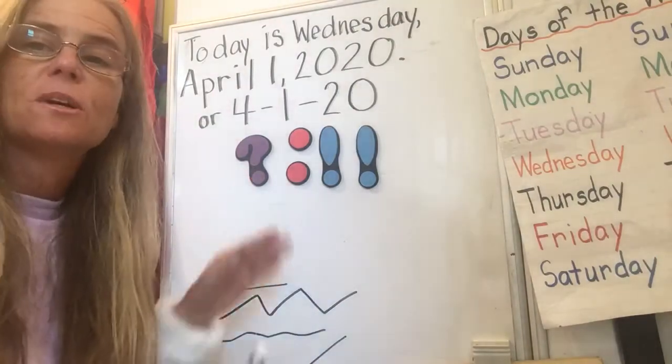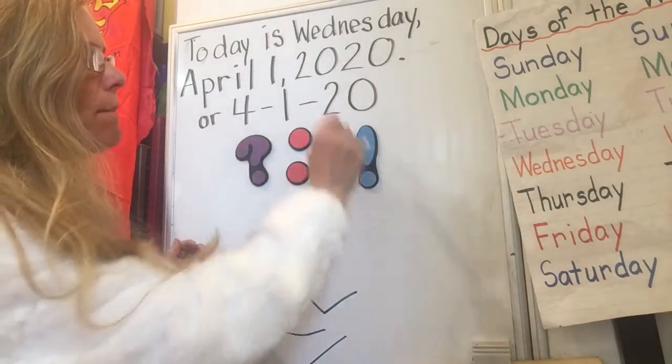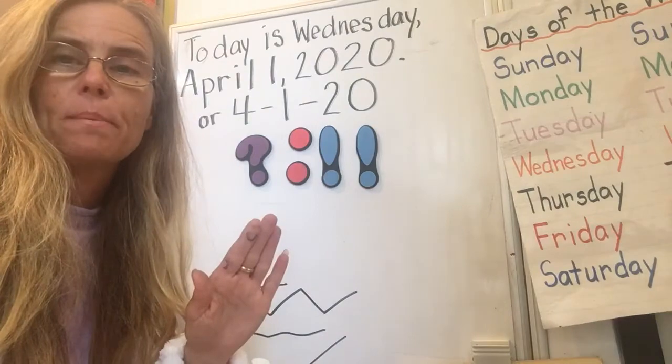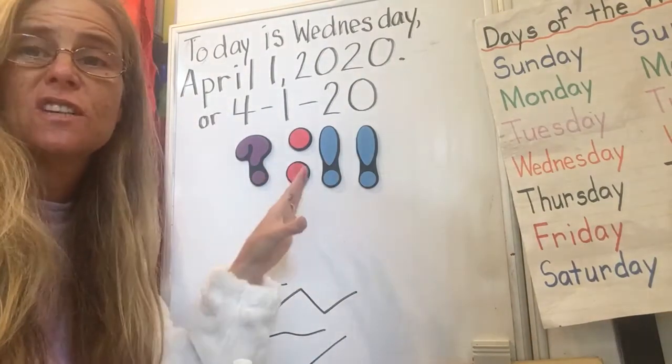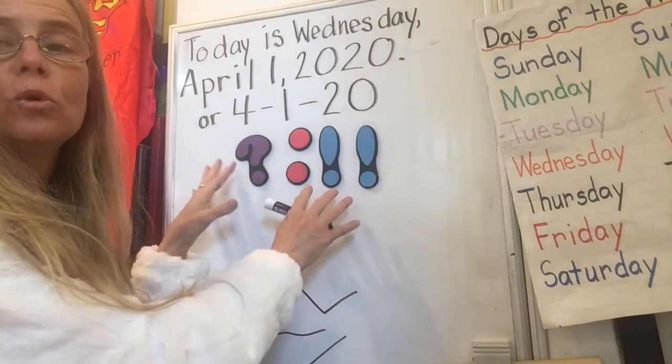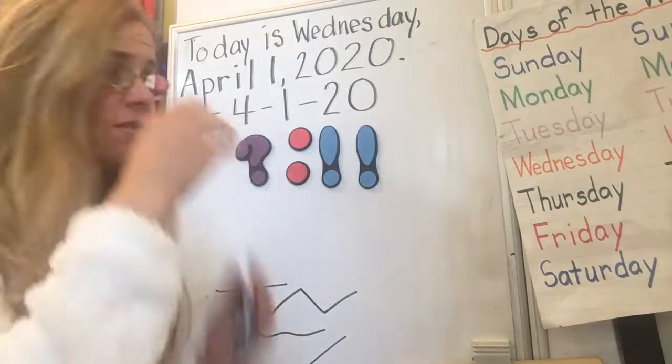So these are punctuation marks. Now these are just the stopping marks. Just stopping marks. But it is called punctuation. There's more punctuation than just this, but I'm going to refer only to this right now. The stopping marks for sentences.